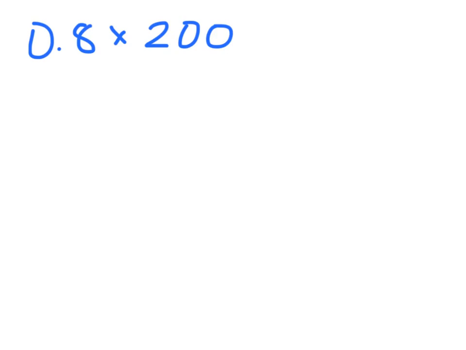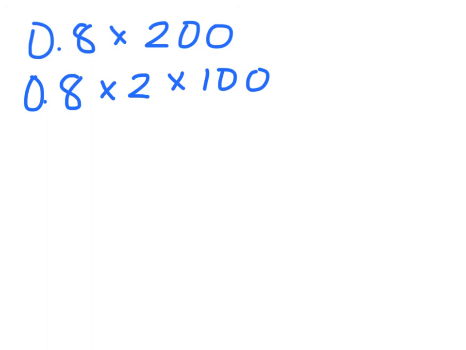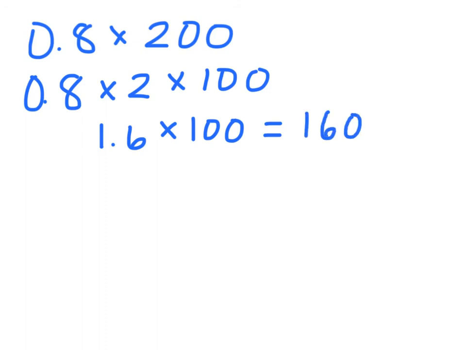Let's begin with 8/10 times 200. We're going to use the breaking method that we used before, where we split 200 into its 2 factors, 2 and 100. So we'll begin by taking 0.8 or 8/10 times 2 times 100. 8/10 times 2 gives us 1.6 times 100. Now our 100 is going to push our digits 2 places to the left, and our answer becomes 160.